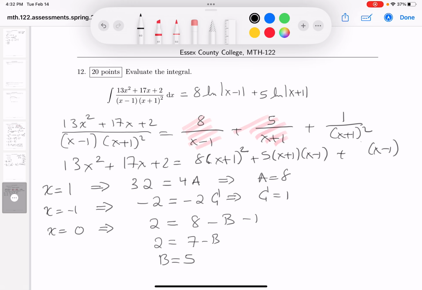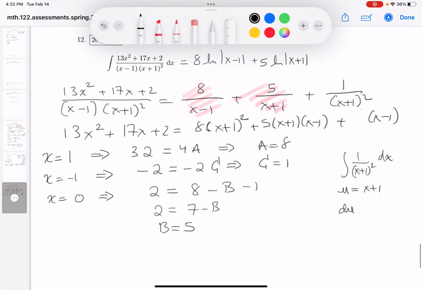I got to do the last guy. To be honest with you, looking at it, I don't want to guess at it or think I can remember. I want to do something. I want to do side work. I'm going to put this over here. And I'm going to say u is equal to x plus 1. And du would be equal to dx. Well, that's convenient, isn't it? Nice and easy. Star. This would be u to the minus 2 du.